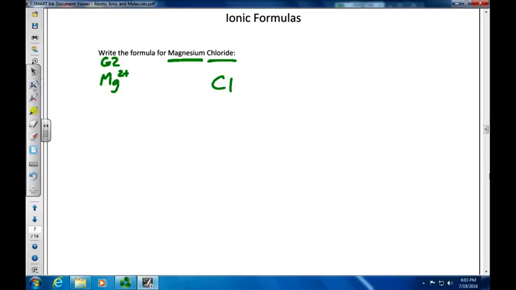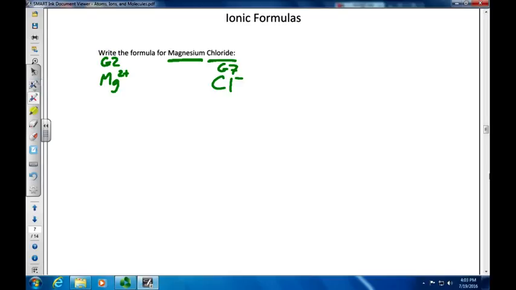Chlorine is in group 7. And every species in group 7 has a -1 charge, and your book writes it as just a minus. So in looking at our ionic formula, we have to recognize that the charges should cancel each other out.